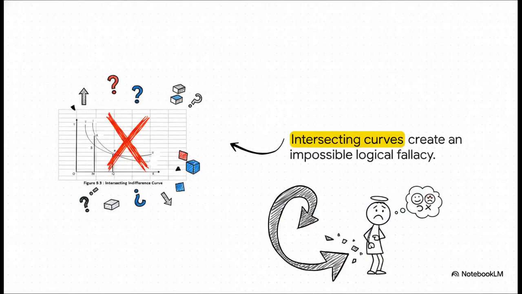But rule number 3 is literally my favorite, because it prevents a total mathematical paradox. Notice point P right there where the red X is. If 2 curves actually crossed, it would imply that a single point yields 2 entirely different levels of total satisfaction at the exact same time. That breaks our entire baseline assumption of consistent rational behavior. It's a massive logical fallacy.